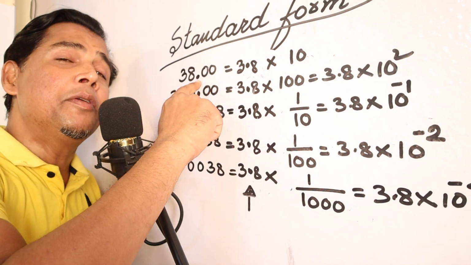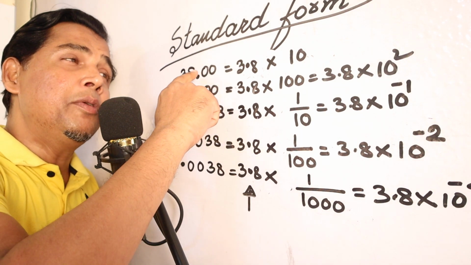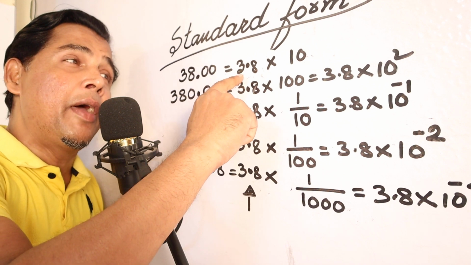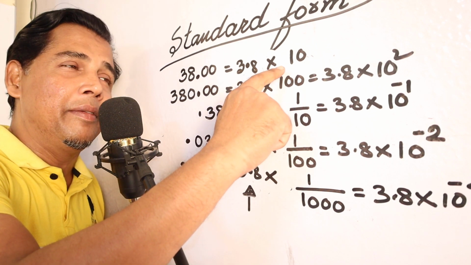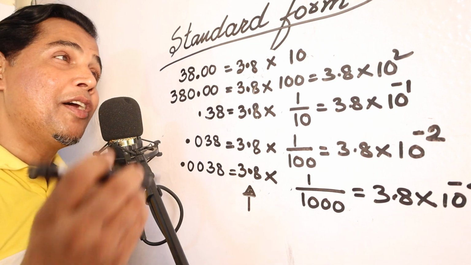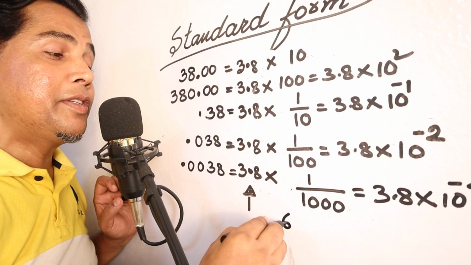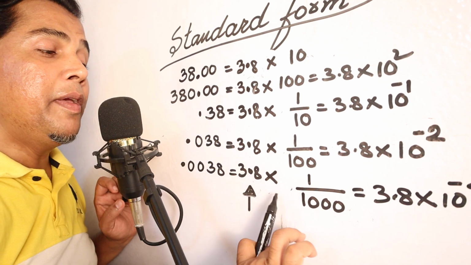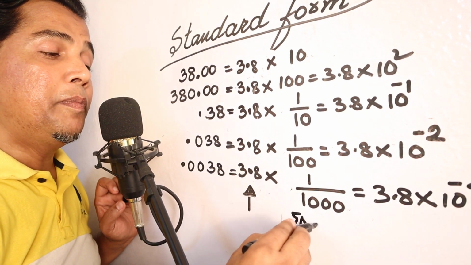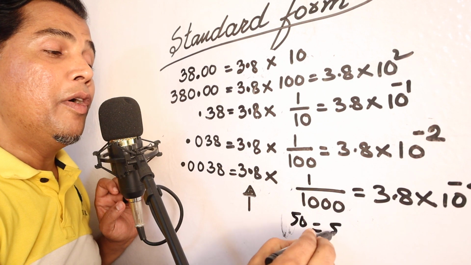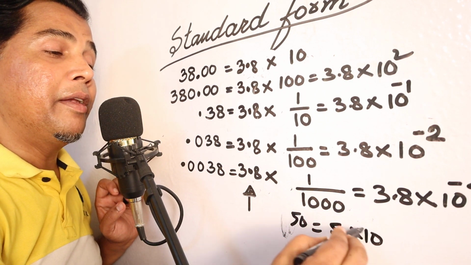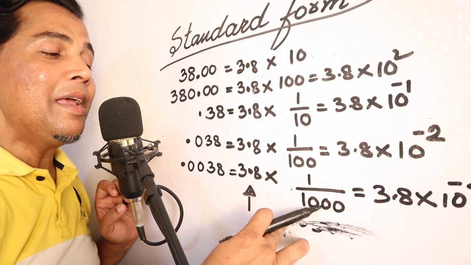38, if you want to convert it to standard form, will be 3.8 into 10. Instead of 3.8, you may also write 68 or 50, no problem. So 50 will be converted into 5 into 10.